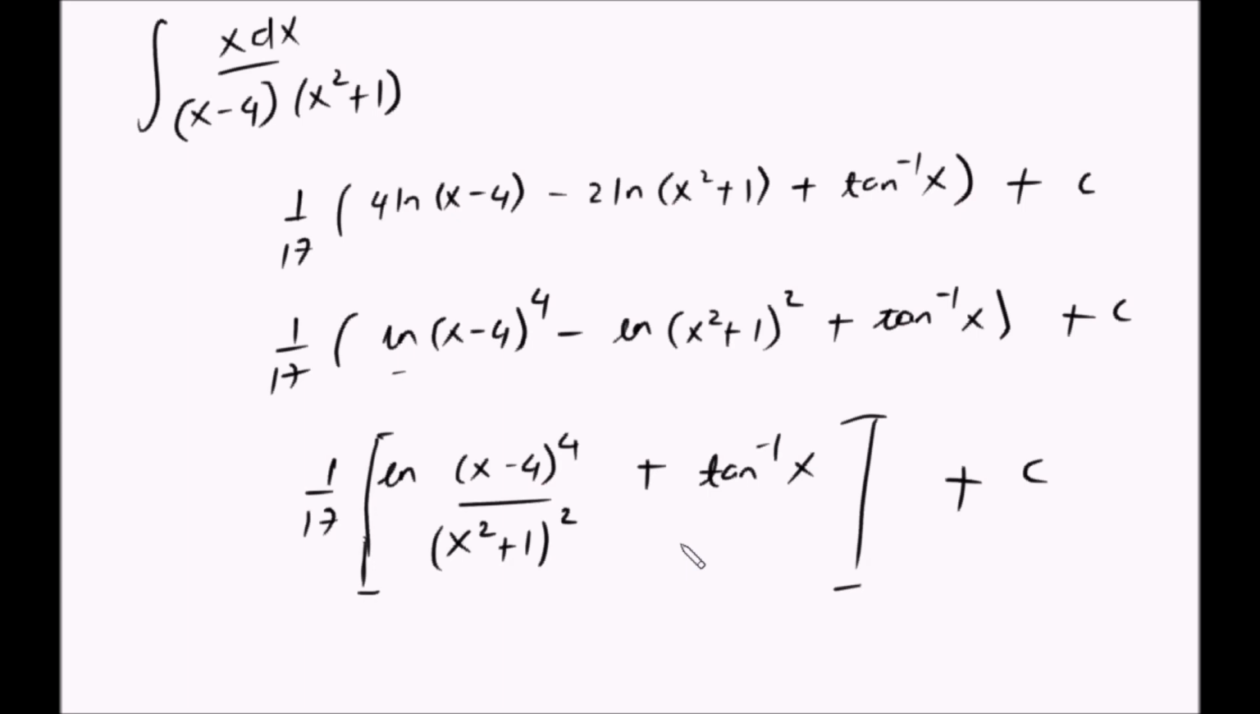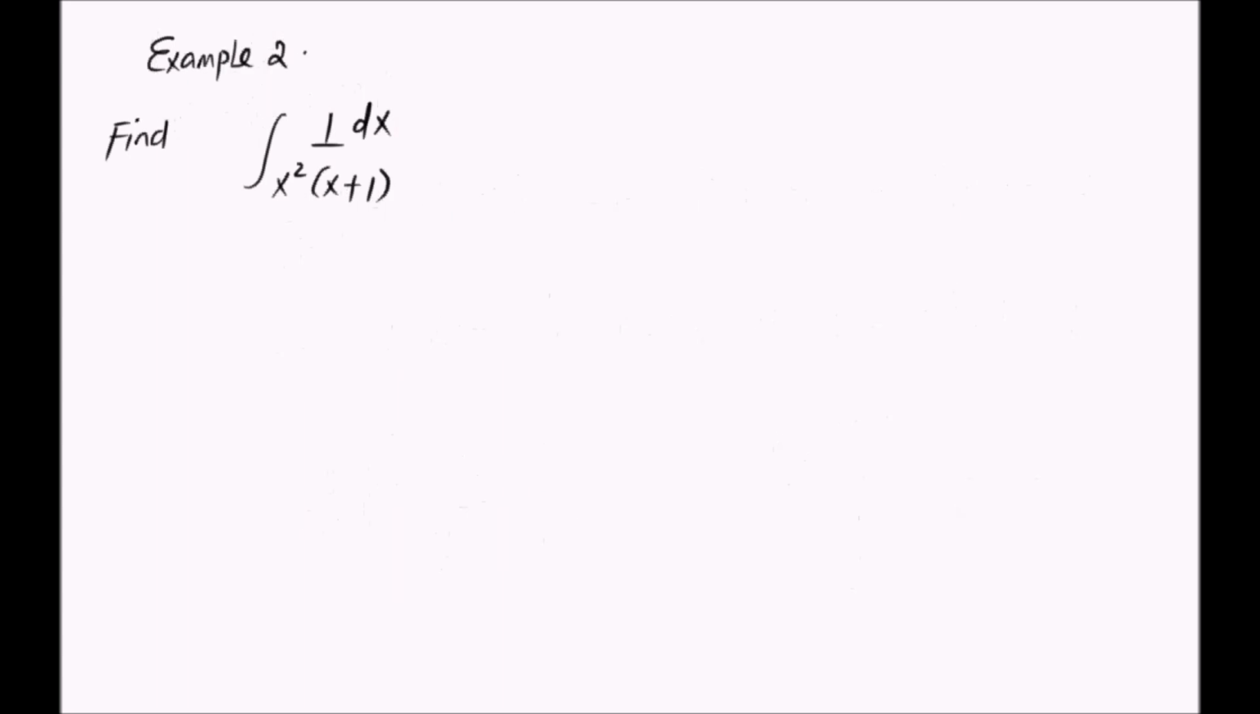So now let's go to example 2. So this is example 2. So as usual, you see we have a linear factor here, x plus 1, but we also have a quadratic factor, x squared. To partialize the linear factor there, just put a constant on top, but on the quadratic factor you put a linear function on top.